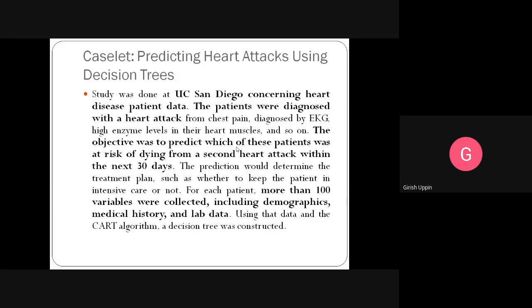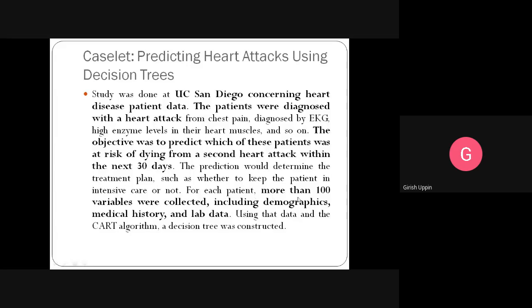So after this diagnosis, they want to see, in the next 30 days, out of these patients, how many will have a second heart attack, so that the data will be useful in further diagnosis. The prediction would determine the treatment plan, such as whether to keep the patient in intensive care or not.